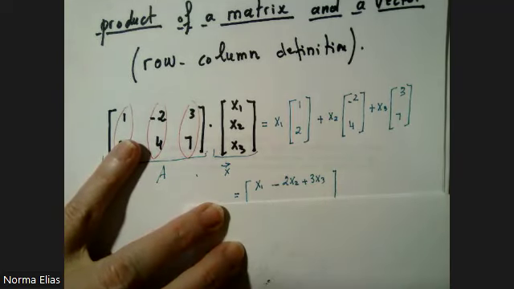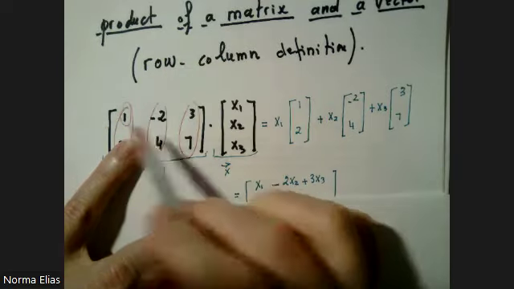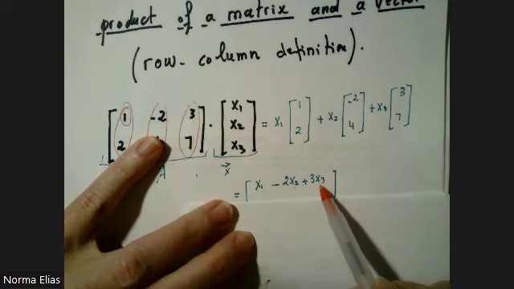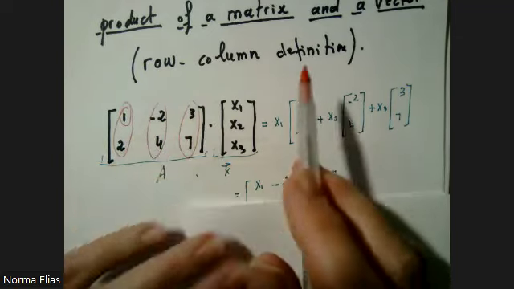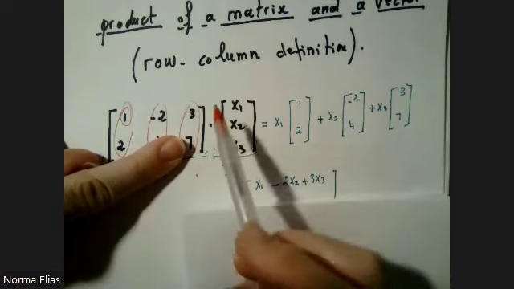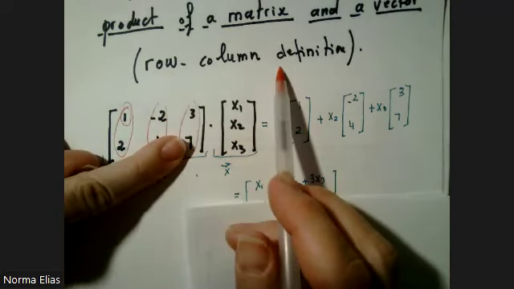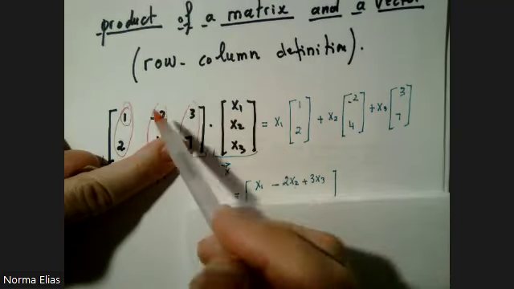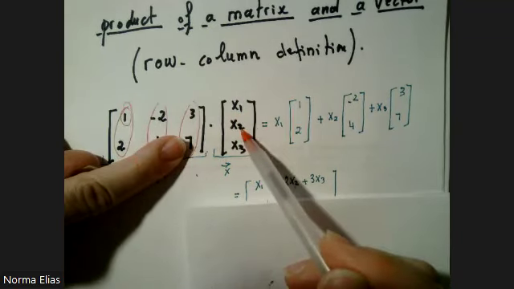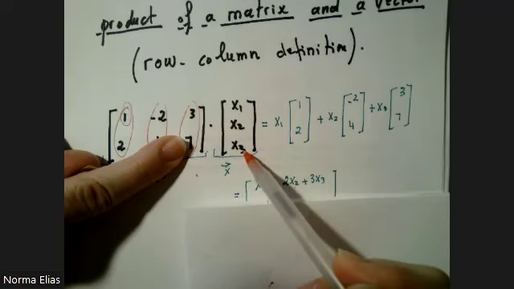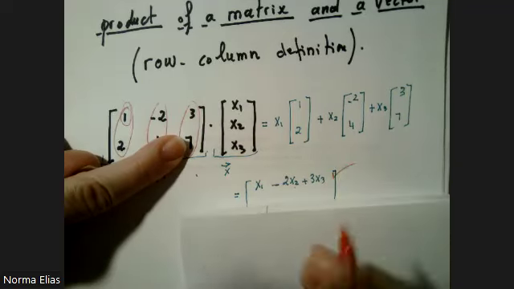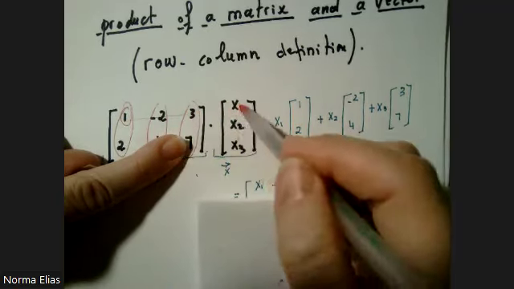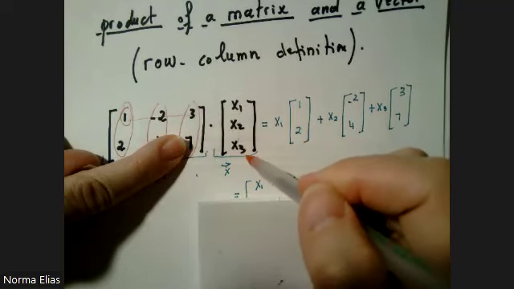The coefficient of x1 here is 1. The coefficient of x2 is minus 2. The coefficient of x3 is 3. So you can think of the first row as we got it like this, and that's where the row column definition will come from: 1 times x1 minus 2 times x2 plus 3 times x3. So that's what we're getting for the first row. That's the equivalent definition, row column.